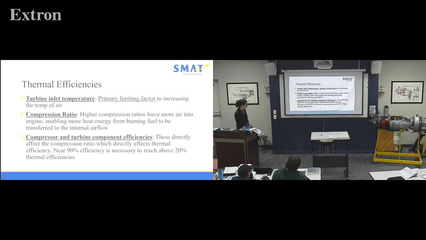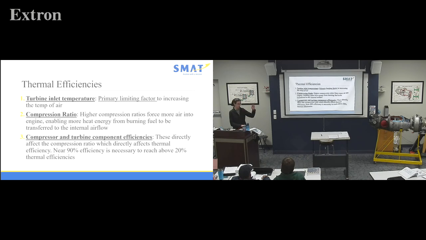And then compressor and turbine, the components themselves, their efficiency directly affects the compression ratio, which directly affects the thermal efficiency. So all these things are affecting one another, and you need them to be nearly 90% efficient to get above 20% thermal efficiency. So you all are student airframe mechanics, have been through a bunch of classes.